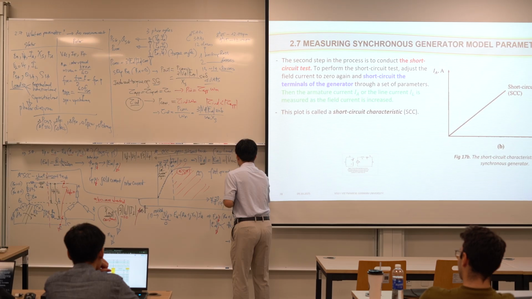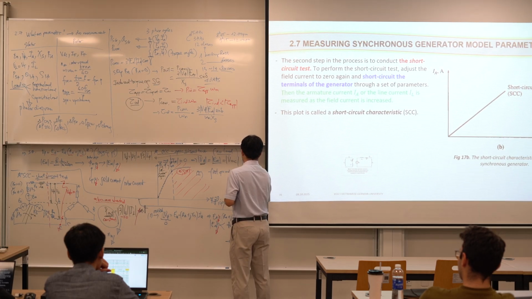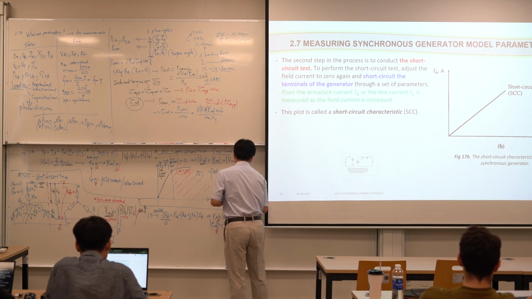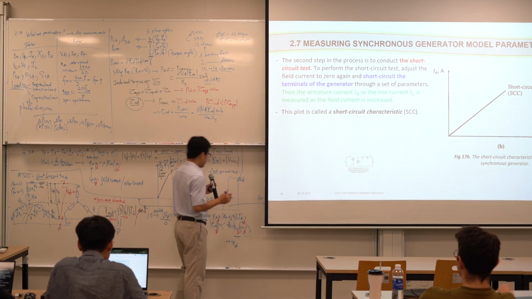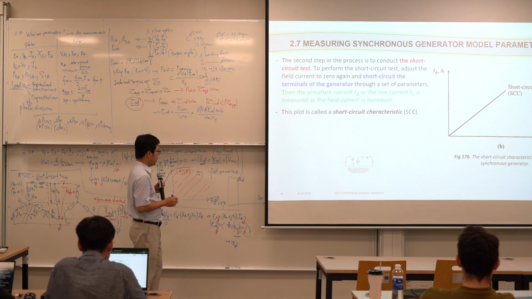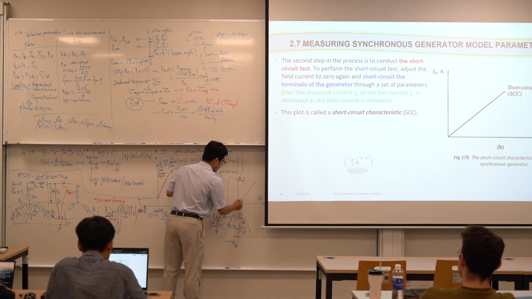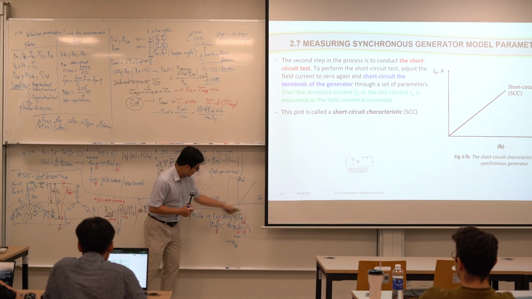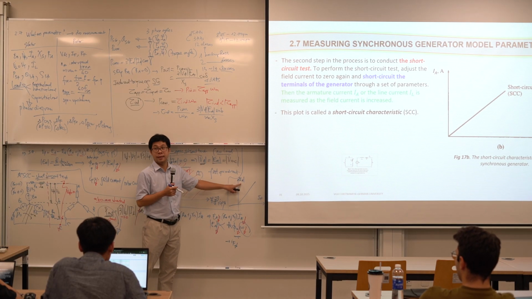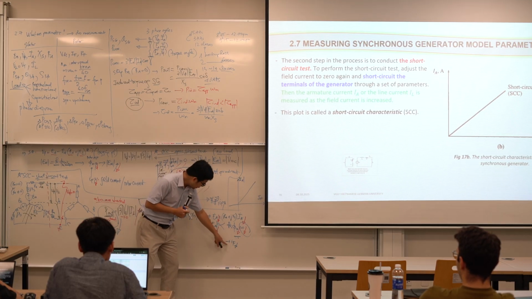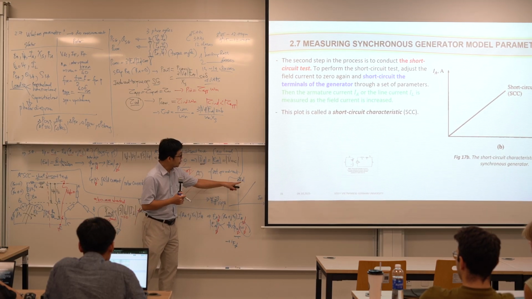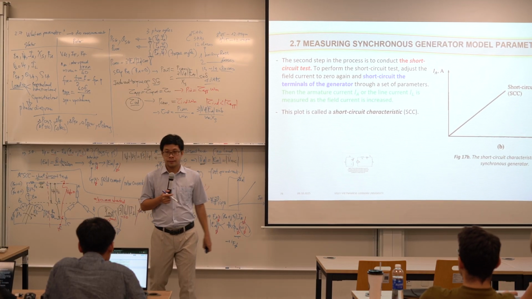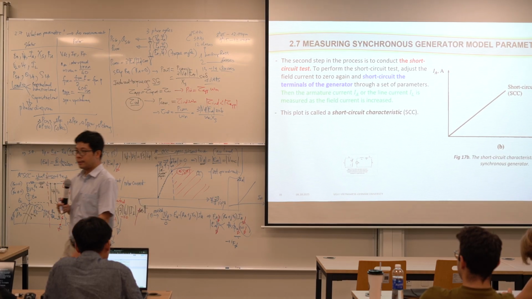So here is IA, and here is IF. Maybe it's capital or little, but that's okay. And this one is the short circuit curve. Increase IF, increase IA. Reduce IF, reduce IA. You get this one. That's it. Do you understand?